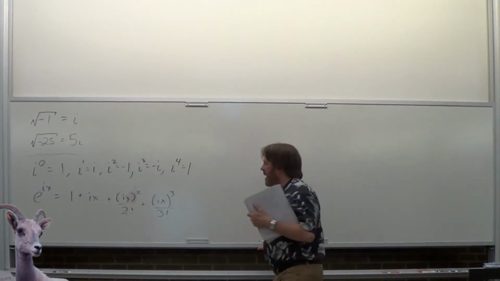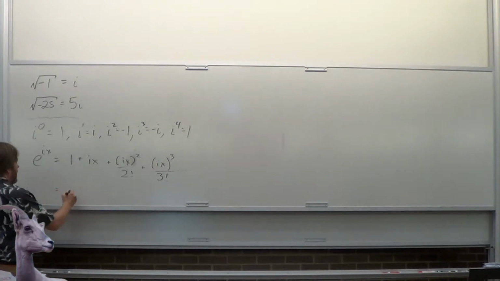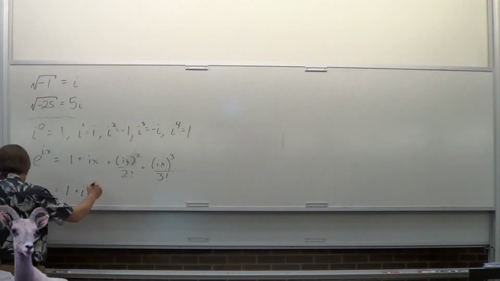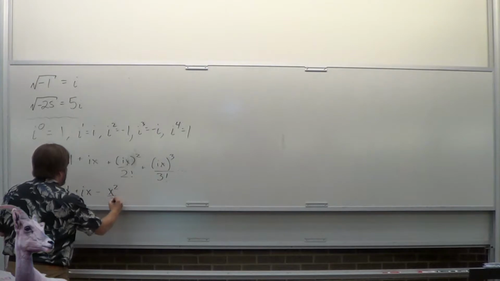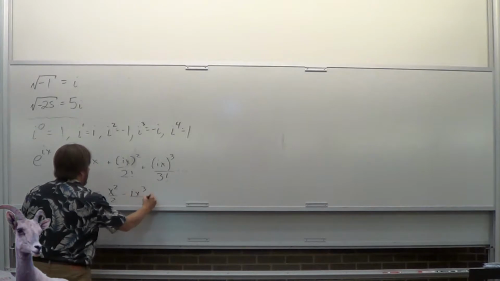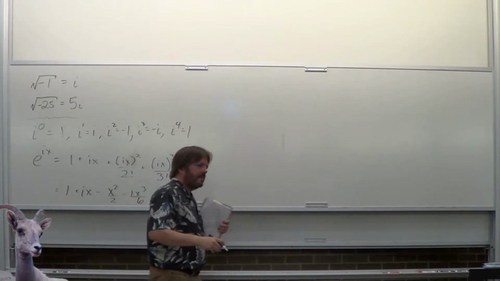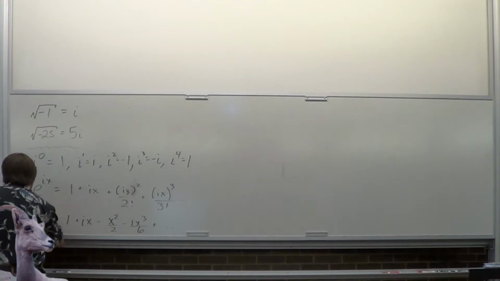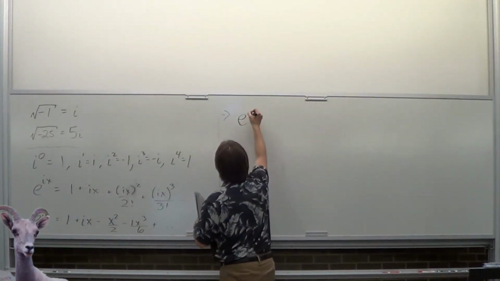Okay, now again, I know you actually did this on the homework, but it's really terribly important. So this ends up being 1 plus ix minus x squared over 2 minus ix cubed over 6 plus dot dot dot. Okay, now next step: e to the ix.